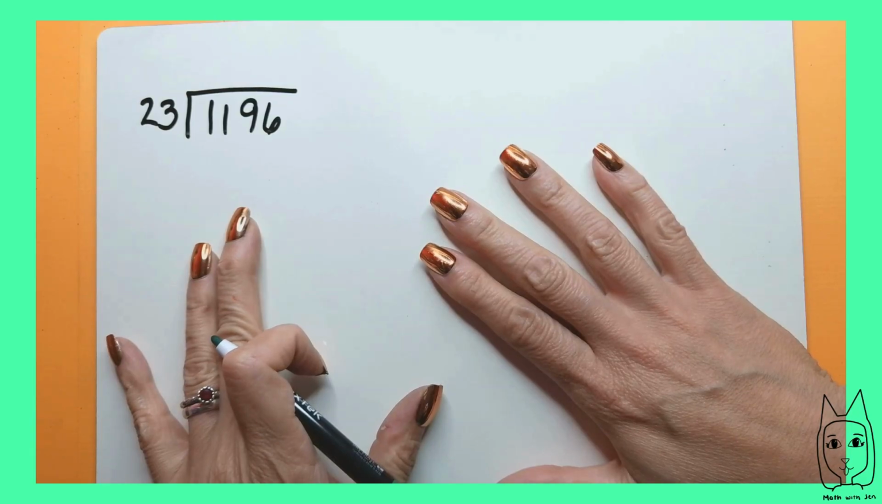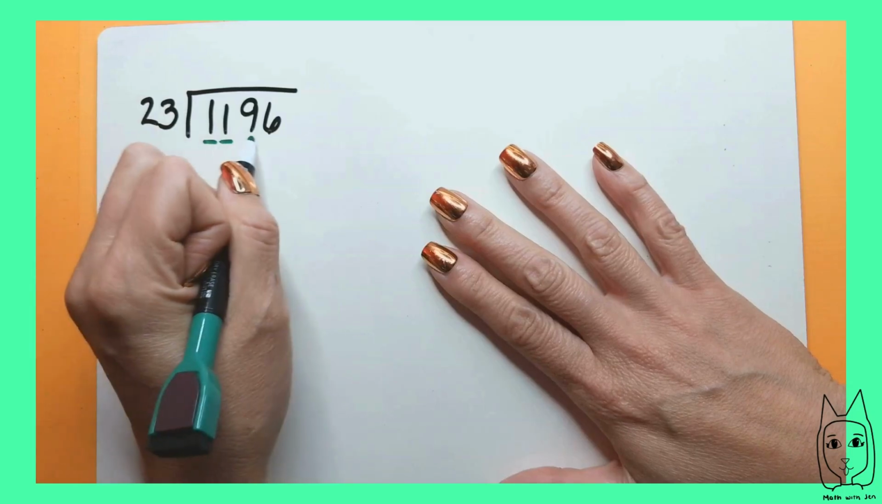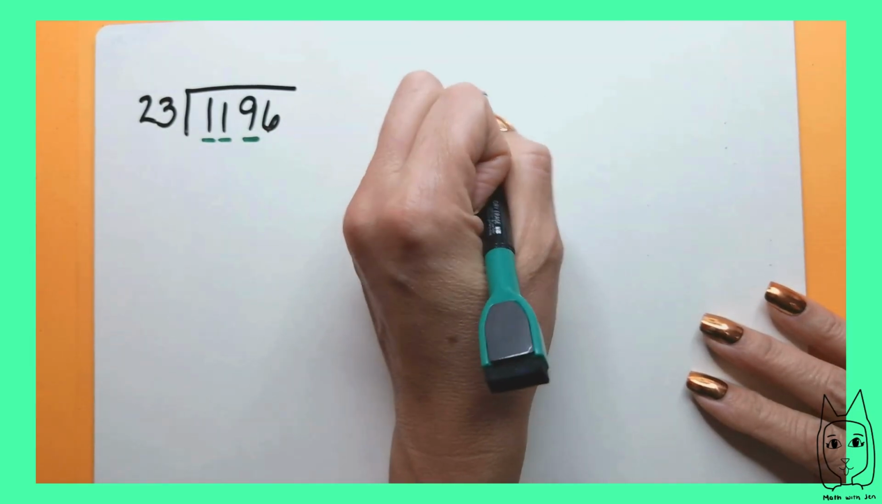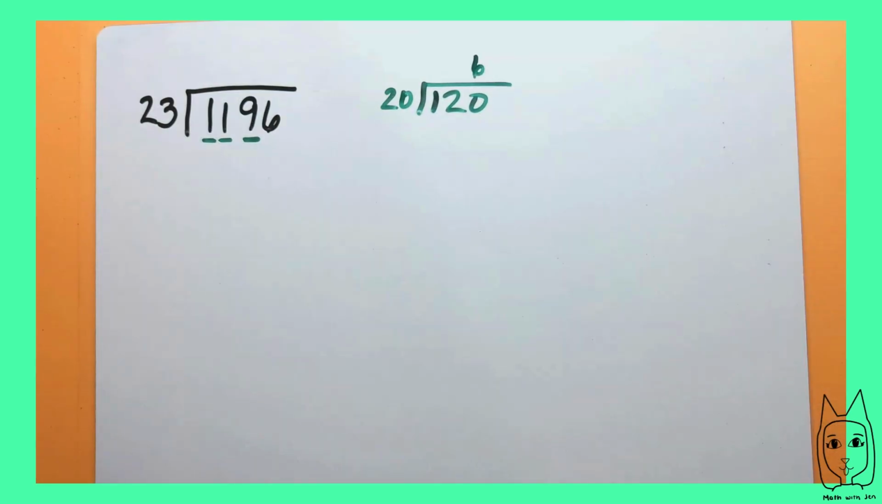You have 1,196 divided by 23. 23 can't go into 1, it can't go into 11, so we're going to go into 119. Take that 119, round it to 120, and take that 23 and round it to 20. It's going to be 6. 6 times 20 is 120, so that's my starting point.